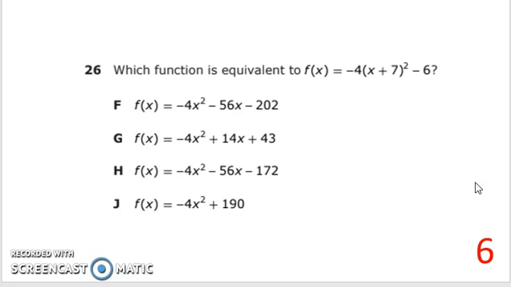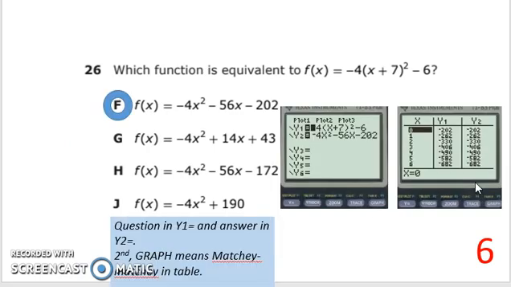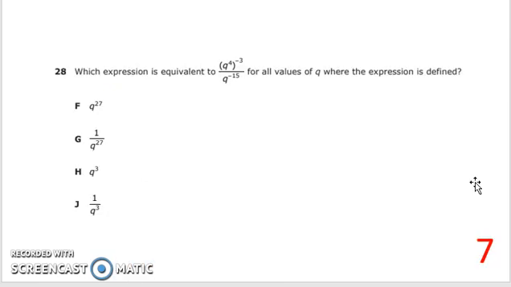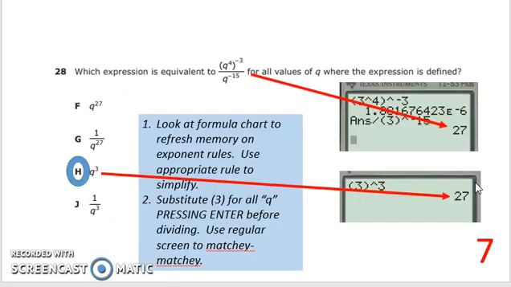26, again, equivalent. There are multiple ways you can do this. Put the question in y1, go through with the answers individually, and do matchy-matchy in the table, second graph. There's the word equivalent again. Multiple ways you can do this.